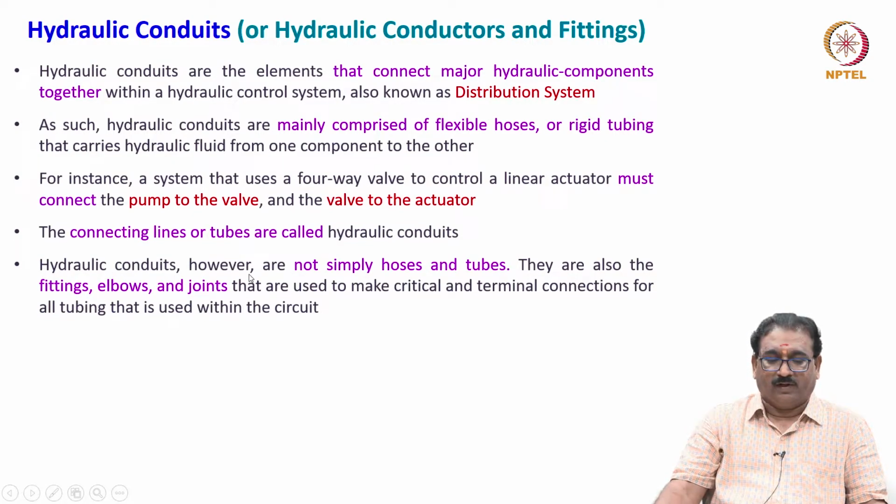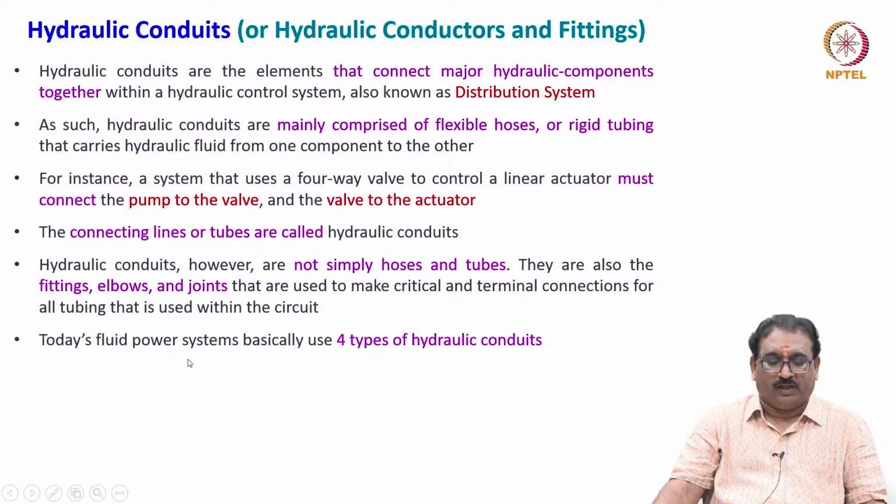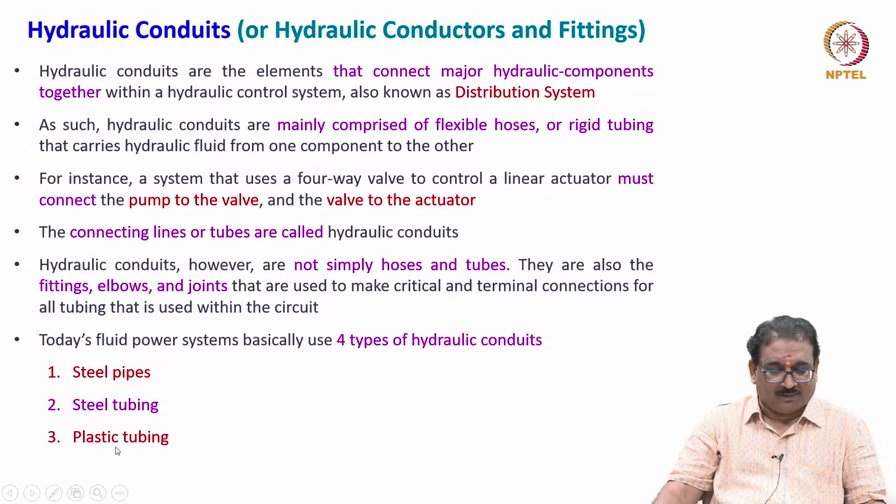Hydraulic conduits, however, are not simply hoses and tubes. They also include the fittings, elbows, joints that are used to make critical and terminal connections for all tubing that is used within the circuit. Today's fluid power systems basically use four types of hydraulic conduits: steel pipes, steel tubing, plastic tubing, flexible hoses.